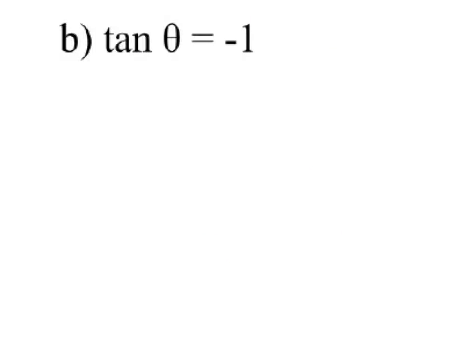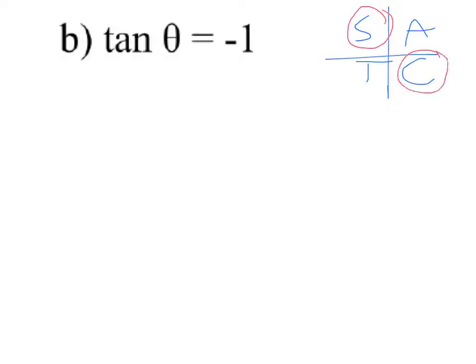If you had an equation like this, tan theta equals negative 1, then in which quadrants is tan negative? And tan is negative in the second quadrant and the fourth quadrant. So first you need to work out what the related angle is. So the related angle is going to be 45 degrees because you know tan 45 equals 1. And 45 degrees is pi on 4. So you can say the related angle is pi on 4.